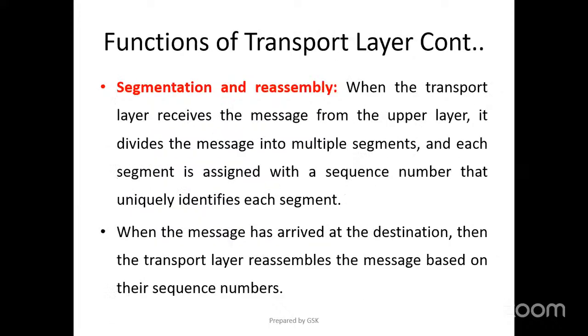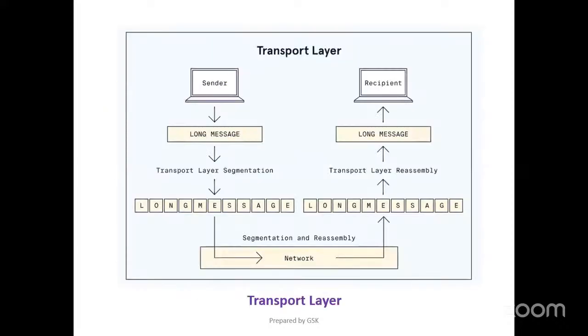Segmentation and reassembly. One of the functionalities of the transport layer is segmentation. It maintains the data in the form of segments, and reassembly means the data may be sent in a different order, and that data will be arranged in a particular order at the receiver side.